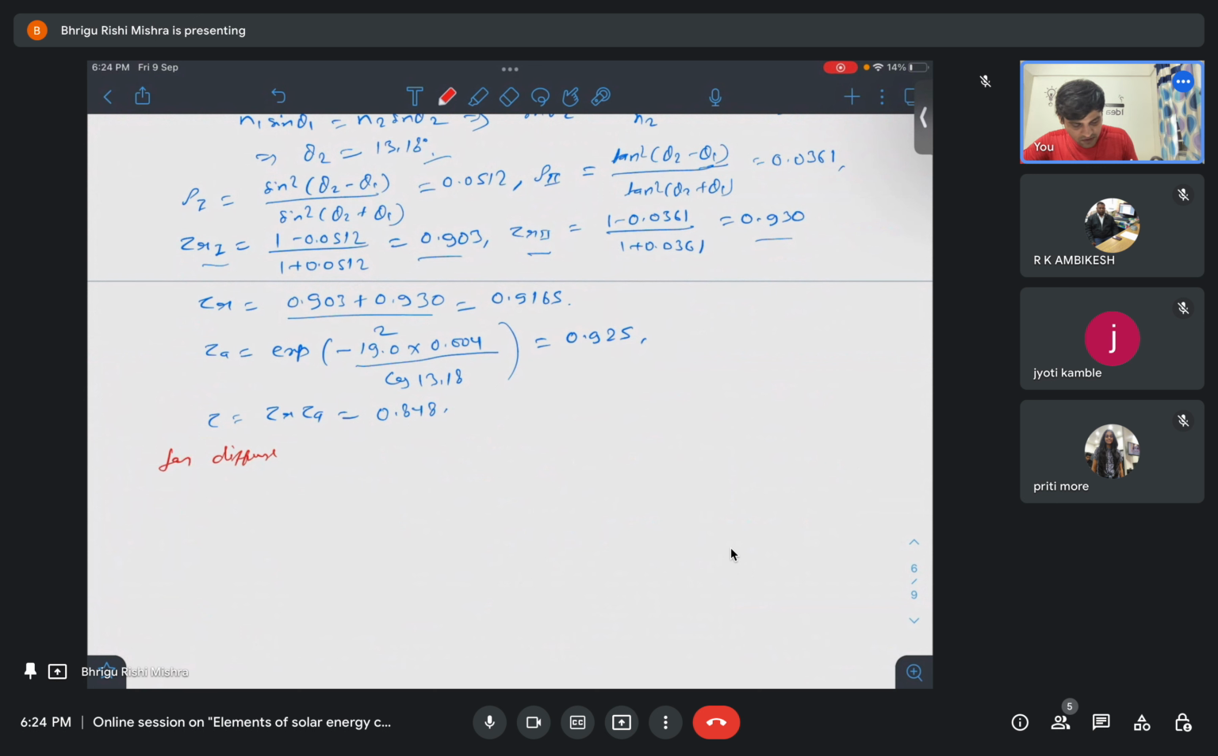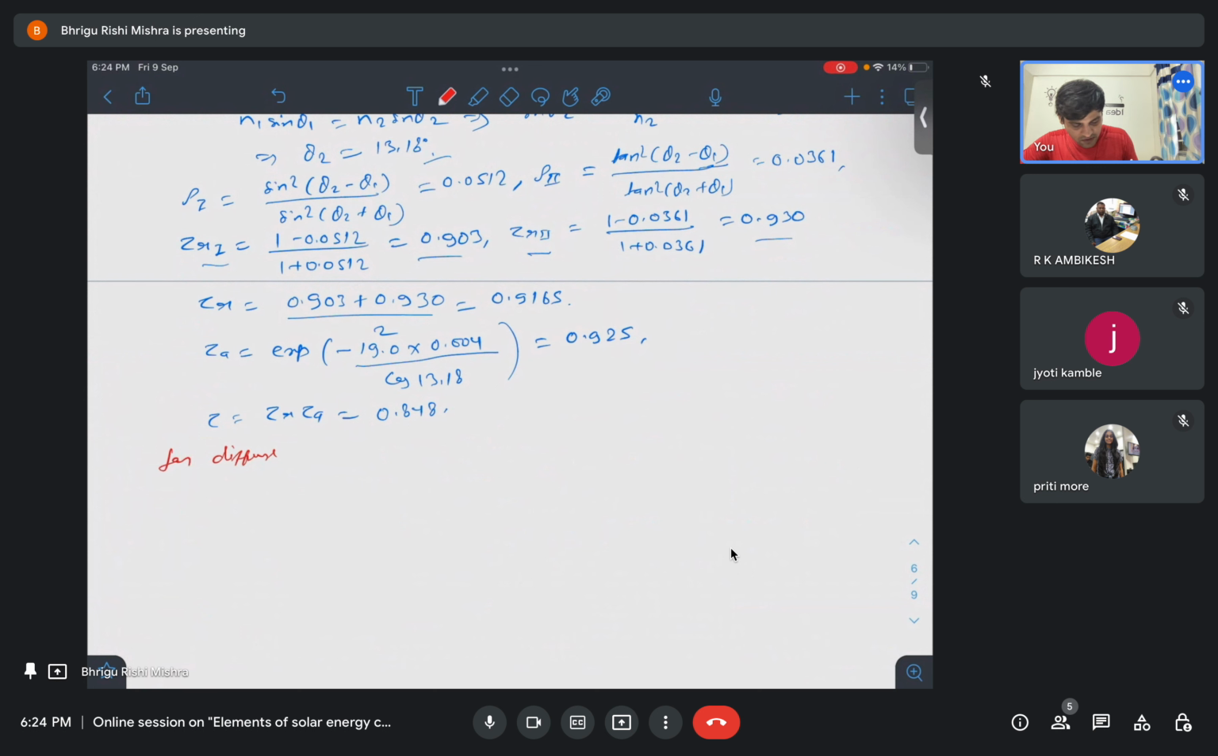We also have to calculate the transmissivity for diffuse radiation. Following the same way, we can calculate tau d, which is around 0.768. The transmittance due to absorption won't change, it will remain 0.925 for both values. So now we can calculate tau alpha b and tau alpha d.